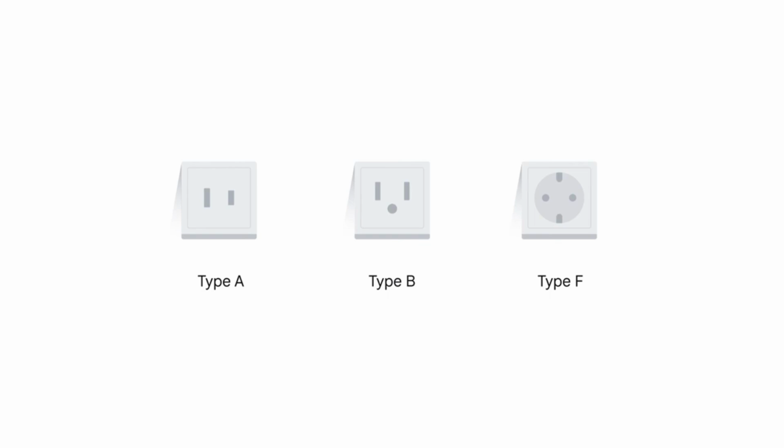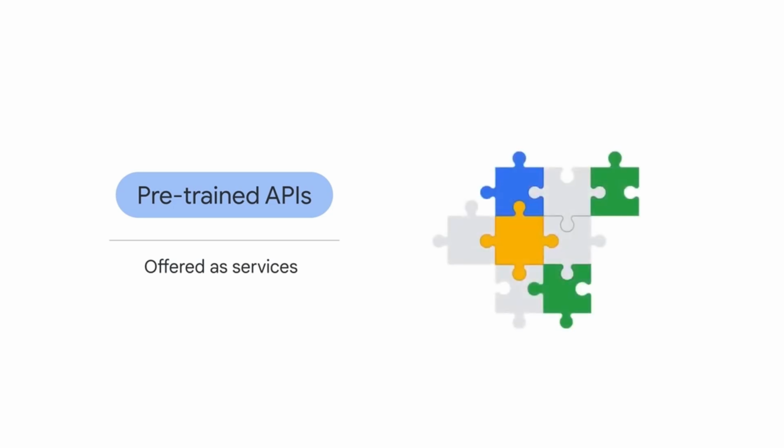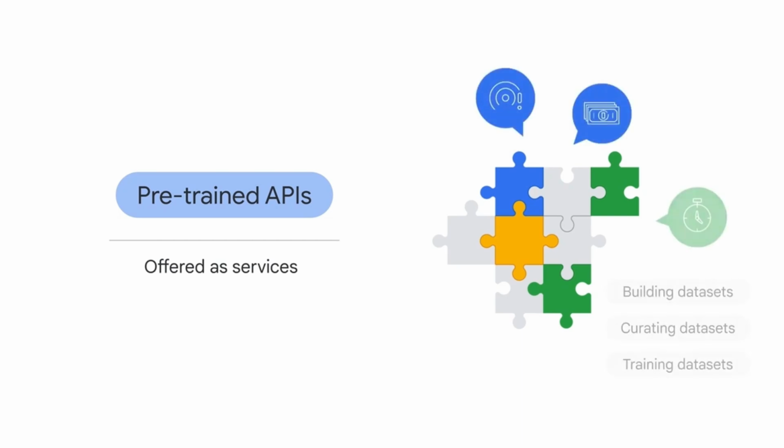After you plug the API to your code, you can directly use the functions. Pre-trained APIs are offered as services. In many cases, they can act as building blocks to create the application you want without the expense or complexity of creating your own models. They save the time and effort of building, curating, and training a new dataset so you can just directly deal with predictions. So what are the pre-trained APIs provided by Google Cloud? Let's explore a short list.